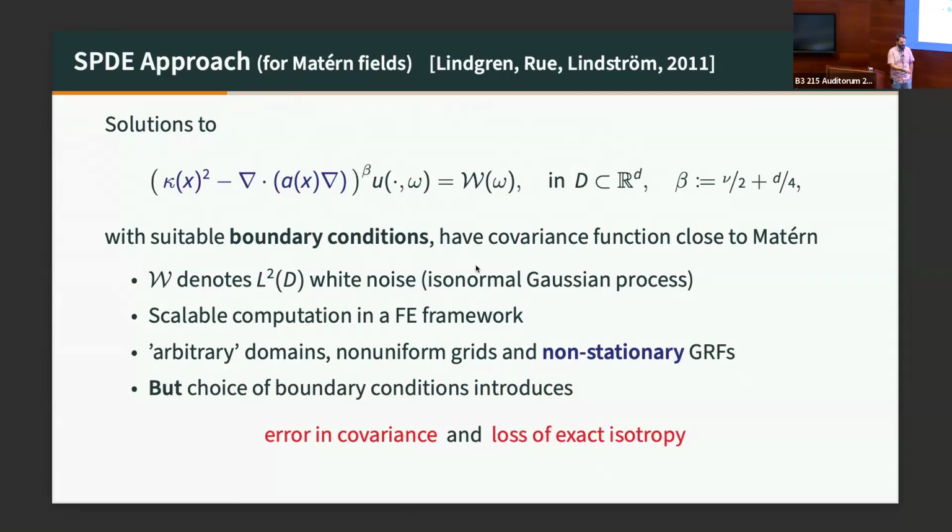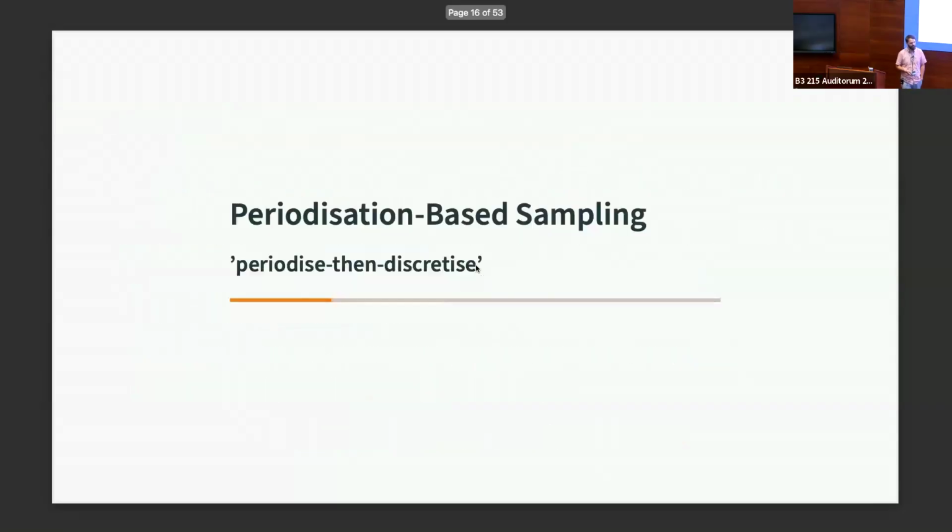But as you can see, this is posed on all of R^d in principle. And if I restrict it to a bounded domain D, I need to set some boundary conditions. Otherwise, this is not a well-posed problem. And then the question is, and this was the starting point of my student's PhD, what happens with the dependence on the boundary conditions? You will lose the isotropy of your field, and you will incur errors in the covariance.